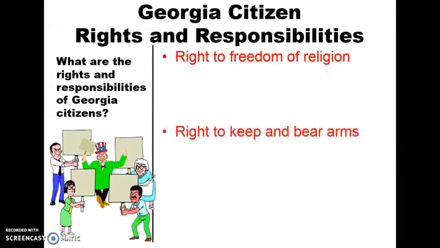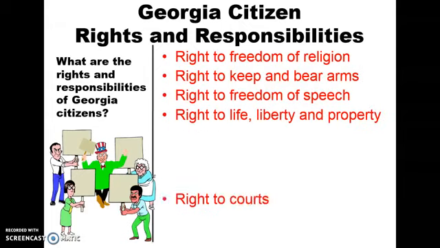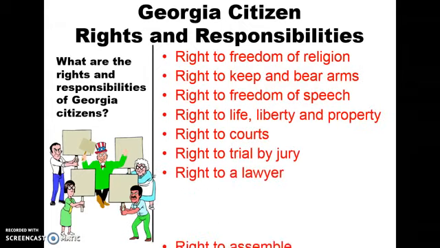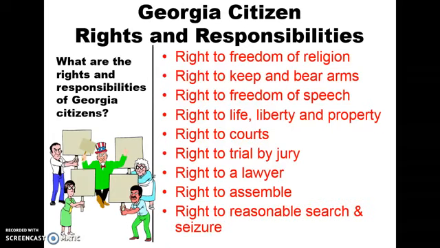So here are some of the rights that you are granted in Georgia and in the United States. Now, some of these rights, again, are going to pertain to you even at your age, but some of them are not. Like the right to a trial by jury. Being that you're a juvenile, you're not going to have that. And we'll talk about that more when we talk about juvenile justice. But just think about it.